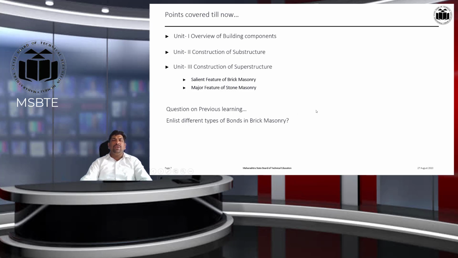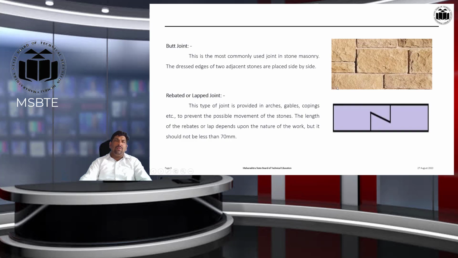So just pause your video and write down the answer to this question. If you are not wrong, this will be the answer on your paper. The different types of bonds are header bond, stretcher bond, English bond, and Flemish bond. Right? So now come to the next point.